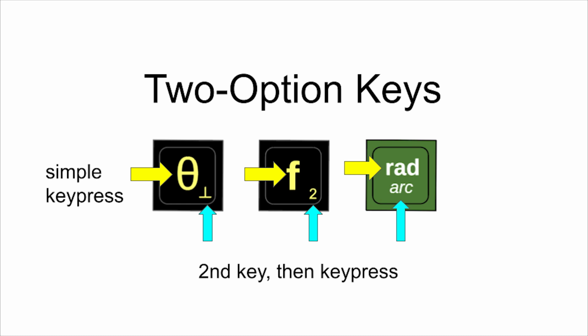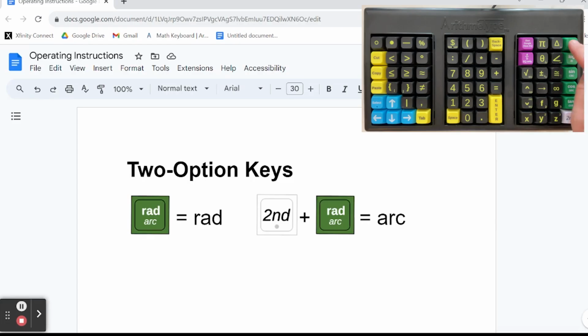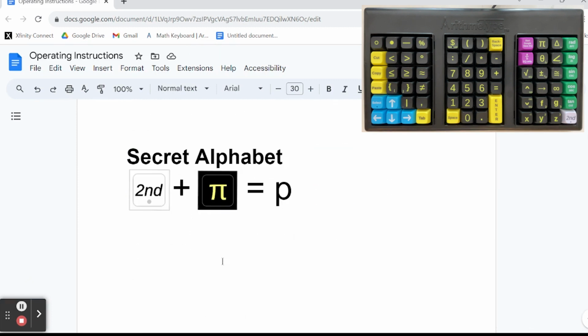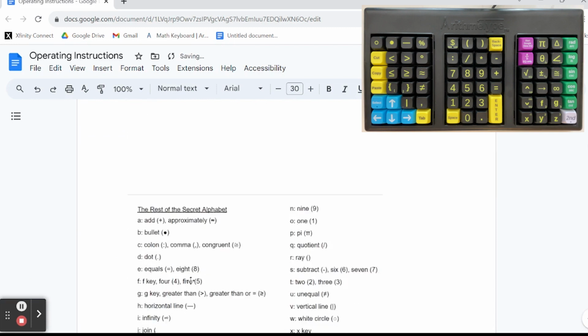Following that, it will then be reset to the original option. For example, if I press rad/arc, I get rad. If I press second, then rad/arc, I get arc. Next, we'll look at the secret alphabet. If there is no second option listed on a key, then the default second option is the first letter of the character. To illustrate, pi becomes P.